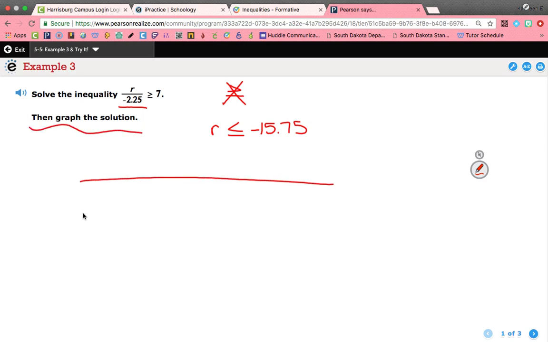So here's a line. Here's -1.75. And R is less than or equal to, so there's that line underneath, which means it's a closed circle, and it's that way. There's where all the numbers are that are less than or equal to -1.75. All right, same as solving equations. Do the opposite of what the inequality is telling you to do. This one told us to divide by 0.25, so I multiplied. And then make sure that you catch that inequality symbol and you flip it. Make that the first thing that you do.